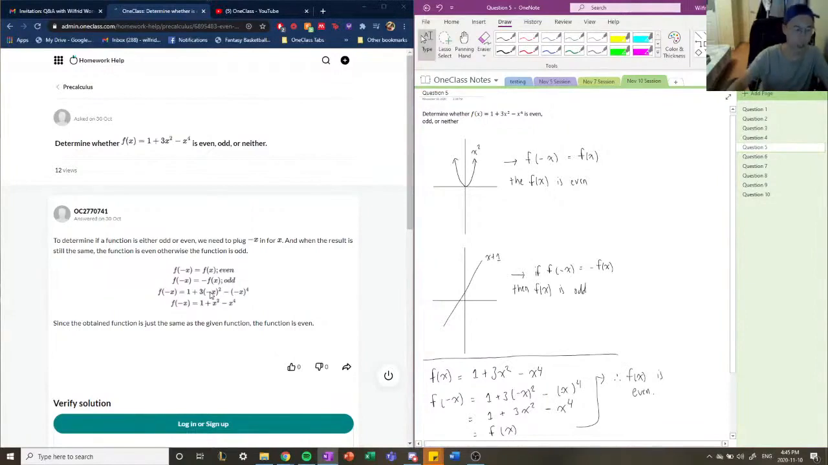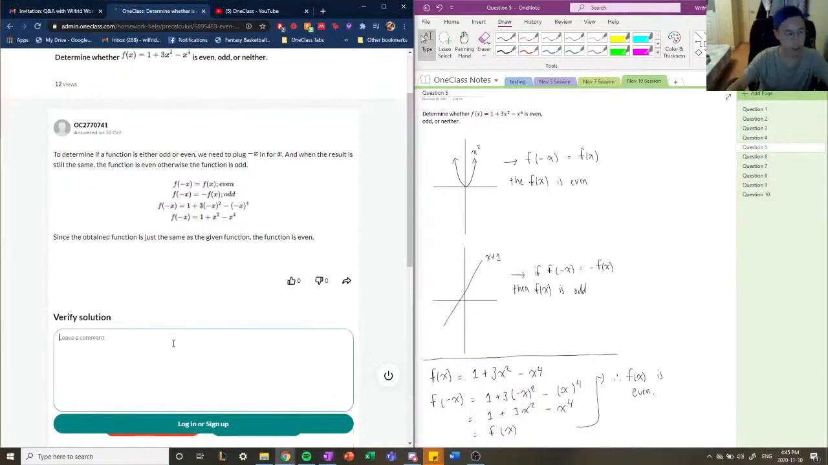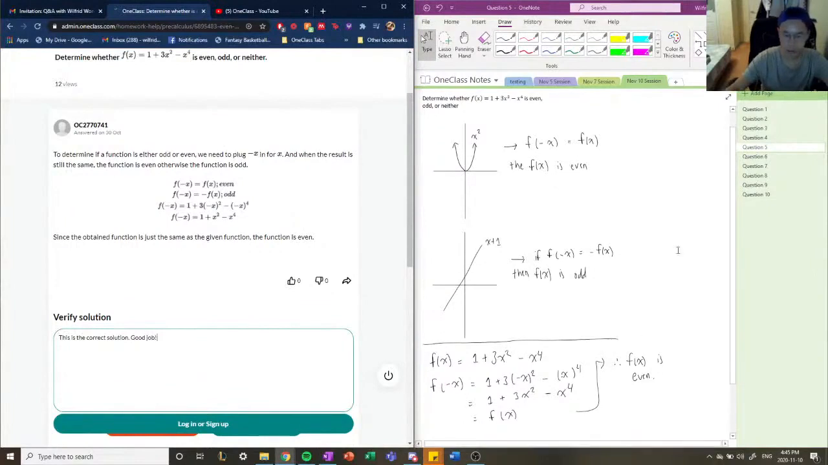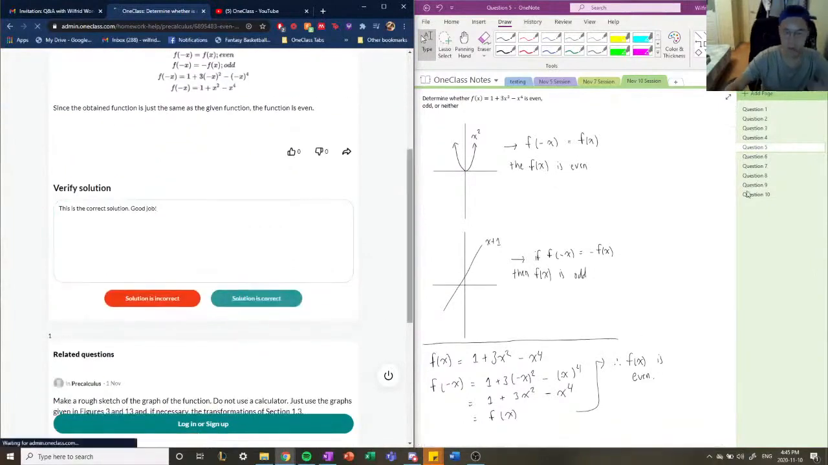Cool. So the junior tutor went through the same solution as I did, so this is the correct solution. Good job. Cool. Moving on.